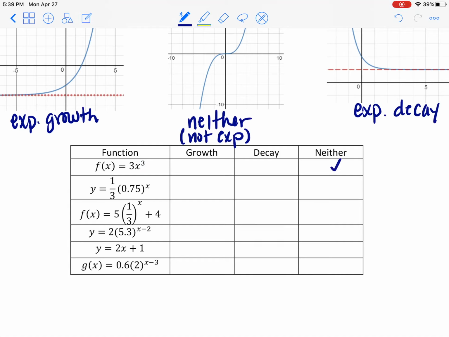Okay, now what about the equation? First we have to determine if it's exponential, right? If it's exponential, that means the variable is an exponent. First one here, this has an exponent that's not a variable, or the variable is not an exponent. Either way you want to read that, I can tell that this is neither exponential growth nor decay. That is a cubic function. This is a variable exponent, this is a variable exponent, this is a variable exponent. This is not a variable exponent. That is a linear function, so that is neither. And then the last one has a variable exponent. So we've eliminated the two that are not exponential.